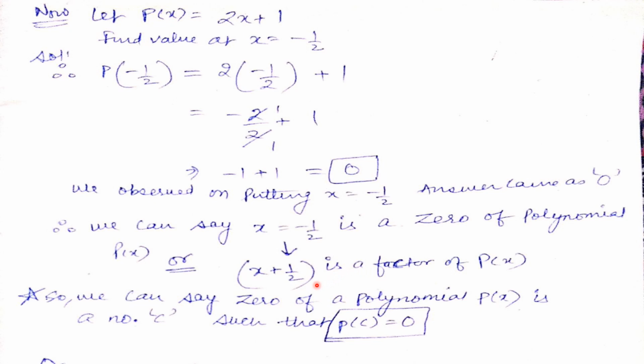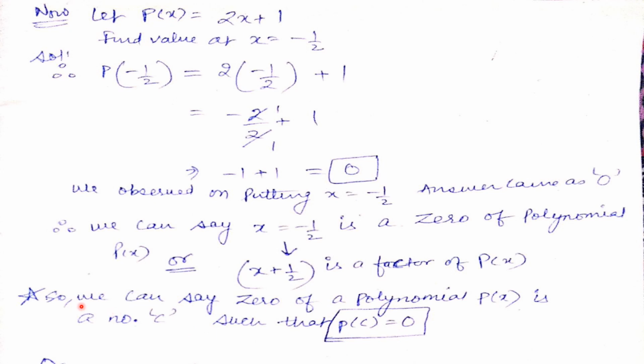Why factor? Because we all know a factor of a number, when it divides that number, gives remainder 0. And you can see the answer is coming as 0. So we can say x plus 1 by 2 is a factor of this polynomial. This thing will be discussed one more time in coming lectures. Now see, the definition of zero of a polynomial is simple. We can say the zero of a polynomial p(x) is a number c such that p(c) comes 0.